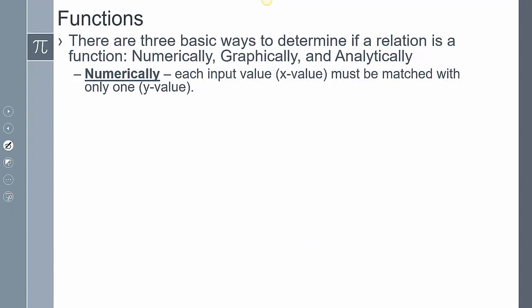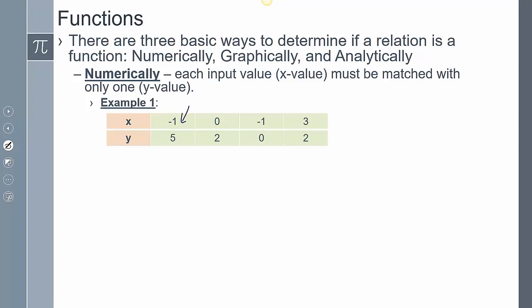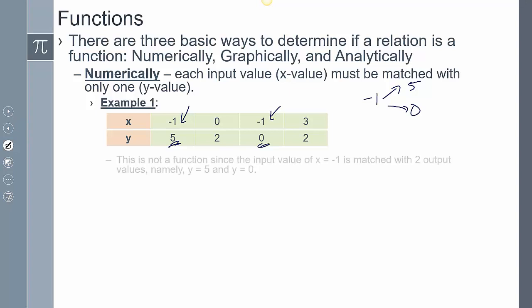So there's going to be different ways that we can examine this. There's going to be a numerical way of examining this, a graphical way, and an analytical way. We're going to focus on the analytical way tomorrow. But now, if we look at it numerically, we just simply need to examine this and say each input, or x, must be matched with only one y value. So in this first example here, if you noticed, my -1 is mapped to two different values. -1 is mapped to both 5 and 0. So because my -1 is mapped to more than one value, I'm going to say that this is not a function.